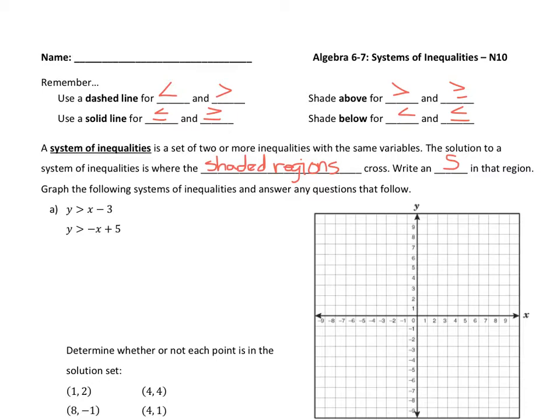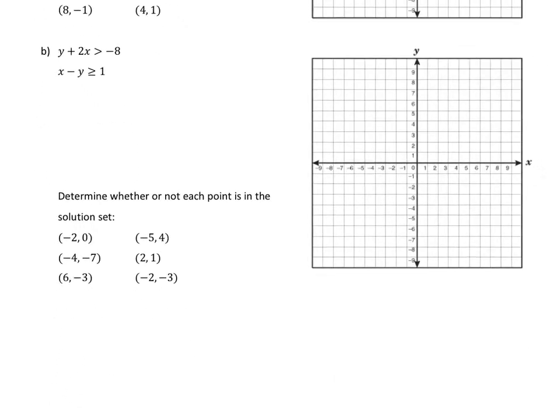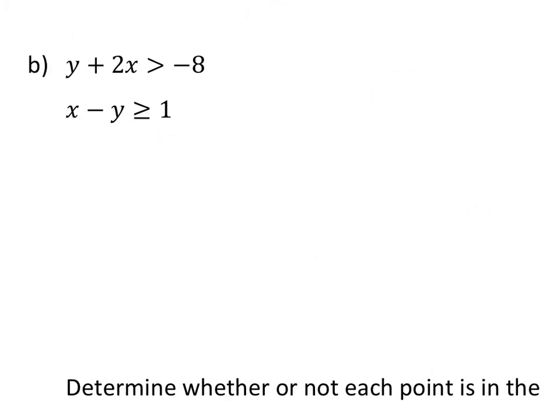Graph the following systems of inequalities and answer any questions that follow. So I'm going to go ahead and skip to letter B, and then you can go back and do letter A. The first thing we need to do is make sure that our inequalities are in slope-intercept form, and it looks like we have to change both of these. So that's the first thing I'm going to do.